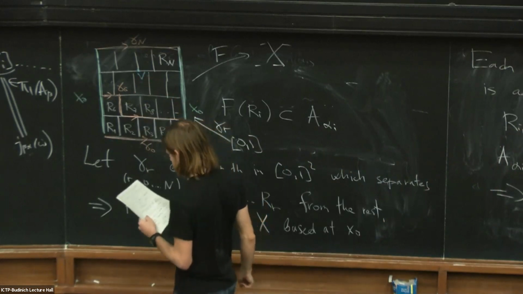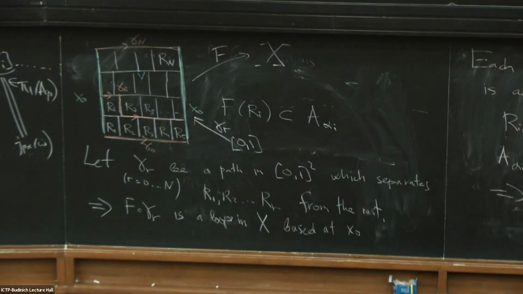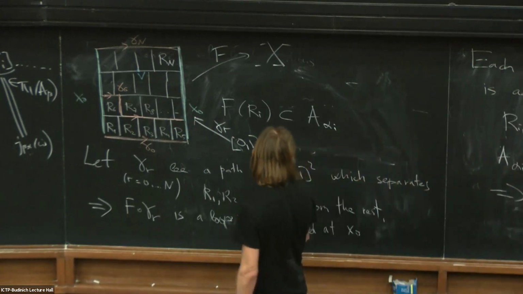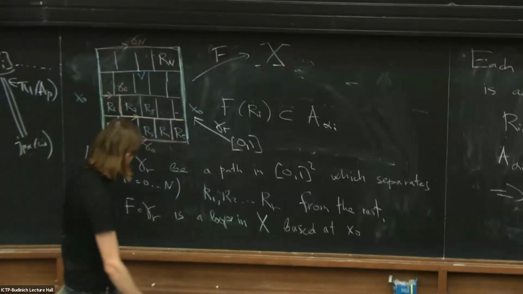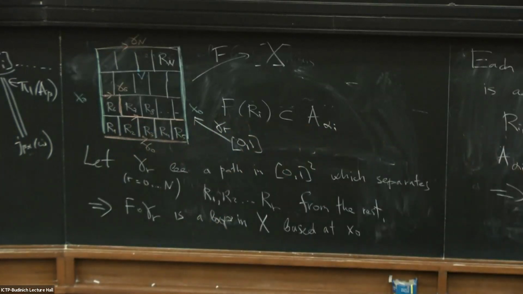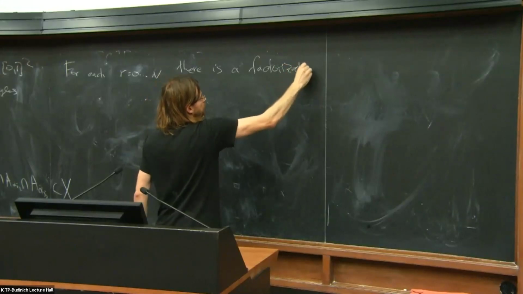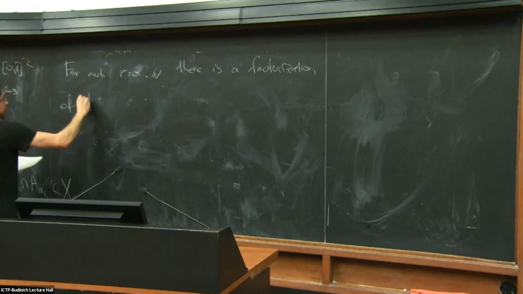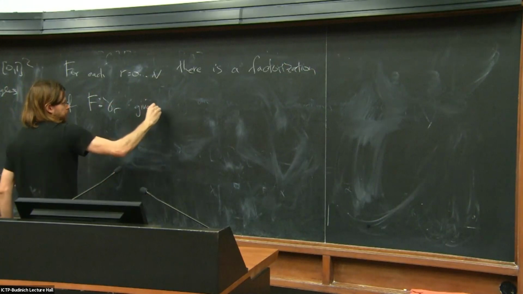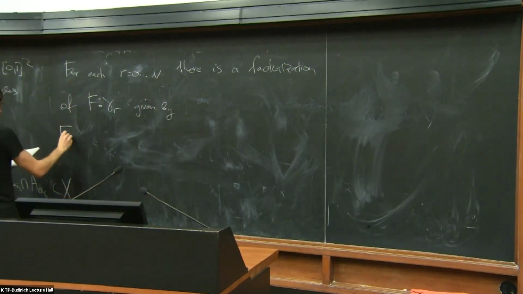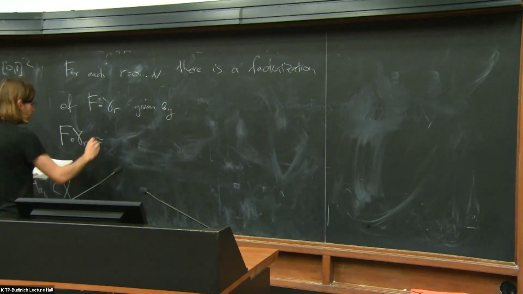So using these paths GV, we can construct a factorization of this composition of F and gamma R for each R. For each R from 0 to n, there is a factorization of this composition given by the following product.